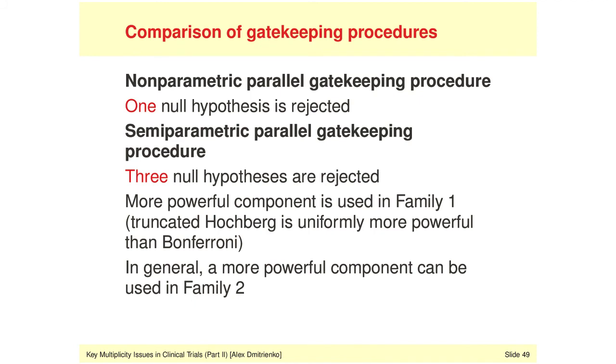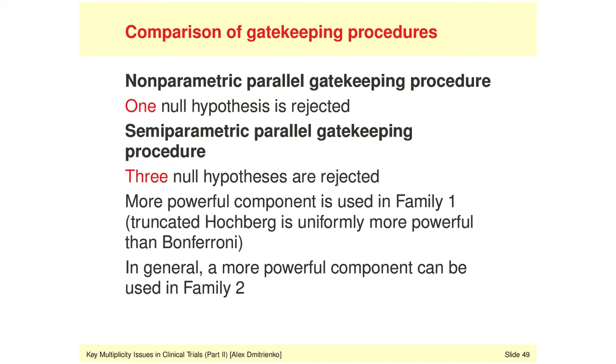We can now go over the general conclusions that facilitate a comparison of gatekeeping procedures in this particular clinical trial example. They're in fact representative of more general settings. It is quite common for non-parametric parallel gatekeeping procedures to reject fewer hypotheses than corresponding semiparametric parallel gatekeeping procedures. In this particular case, we see that a single null hypothesis was rejected by the Bonferroni-based procedure, and with the Hochberg-based procedure, all three null hypotheses were rejected. This is due to a number of factors. First of all, within the semiparametric testing approach, a more powerful component procedure is applied in family 1. It's the truncated Hochberg, which is uniformly more powerful than the basic Bonferroni procedure.